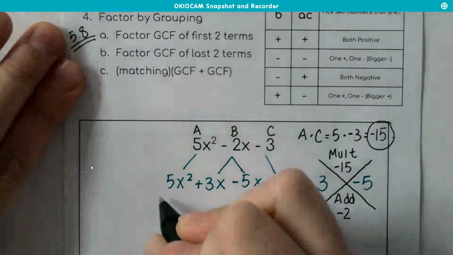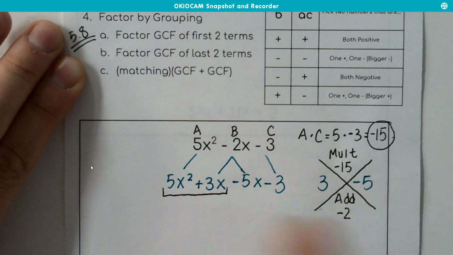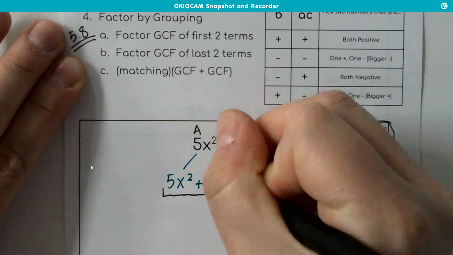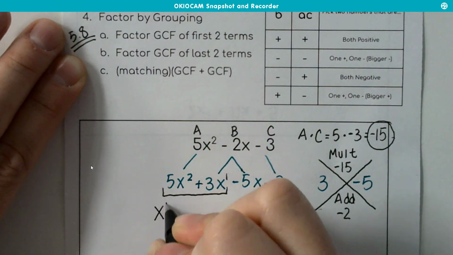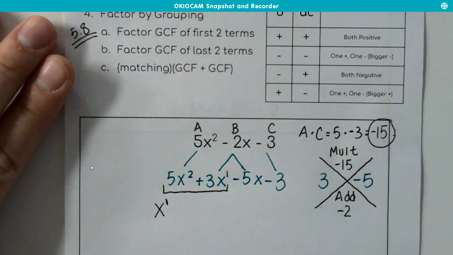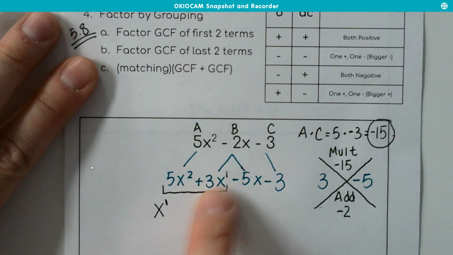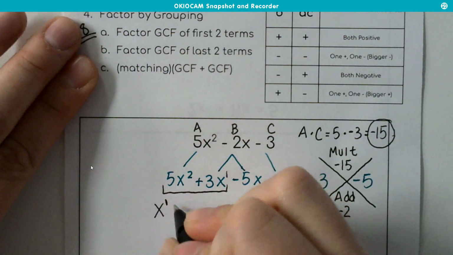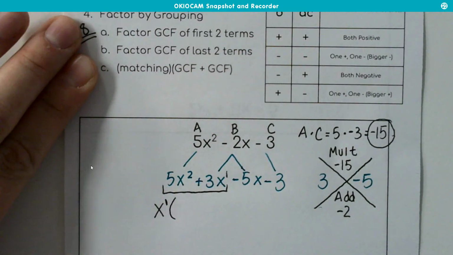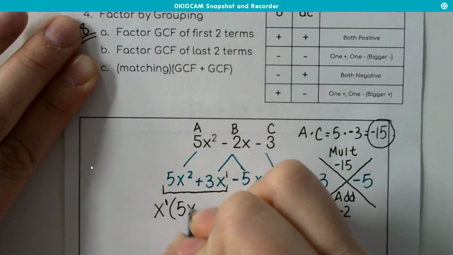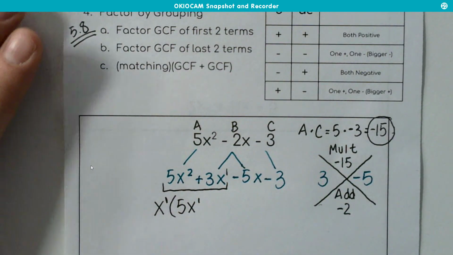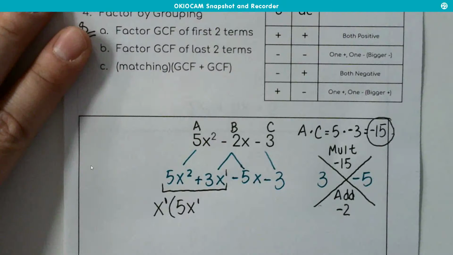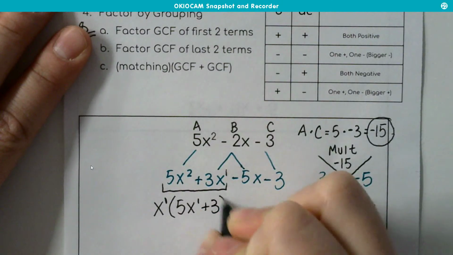So out of my first 2 terms, I've got 5 and 3. I can't divide 5 and 3 by anything, but I can pull out just one x, so just an x to the first. Because this one only has x to the first for me to pull out on these ones. So 5x squared, take out one of those x's, leaves behind 5x to the first. And then 3x to the first, take out the x, leaves behind just the 3.